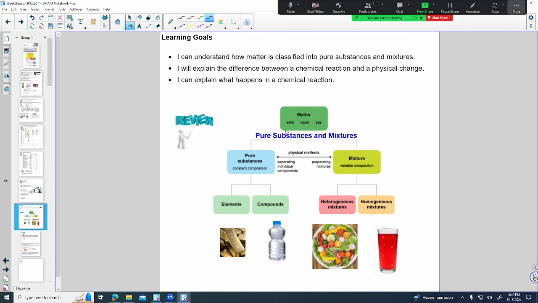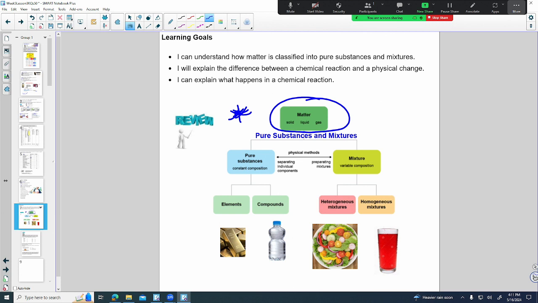So let's do a quick review here. First of all, learning goals. What will you learn? You will understand how matter is classified into pure substances and mixtures. You will be able to explain the difference between a chemical reaction and a physical change, and I can explain what happens in a chemical reaction. So again, we will review the classification of matter chart. So make sure you know this. Okay, this will be in your culminating activity.